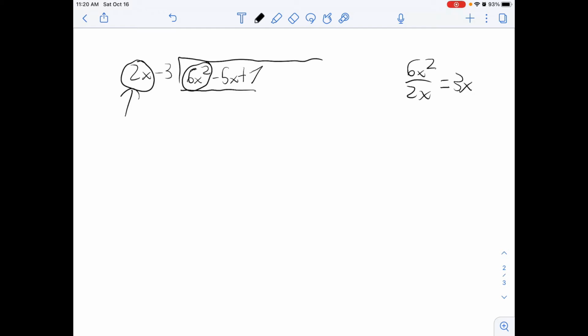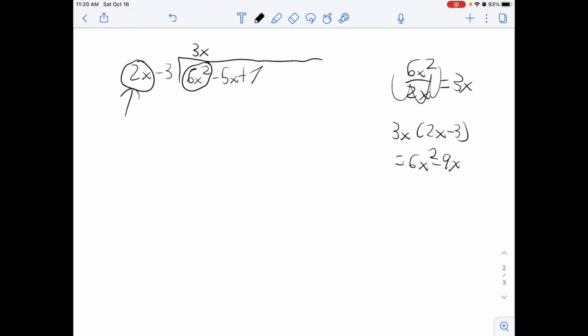It's easy to just look at it and say it's 3x, so you don't even have to do this. And so we're going to write 3x above. I'll just erase this sign here. And what we're going to do is multiply 3x by 2x minus 3. I'll write this on the side using the distributive property. You get 6x squared minus 9x.